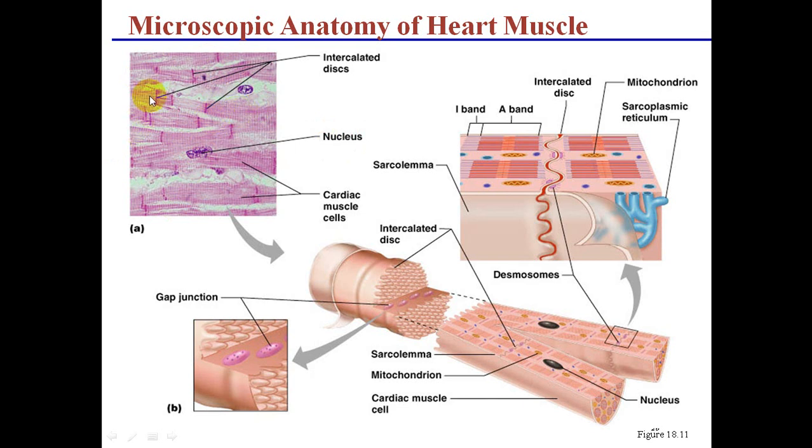So it is branched and connected. This is a cell with mitochondria, and there is the picture here: look, intercalated disc and sarcolemma outside. This is the sarcomere. What I mean by sarcomere is the contractile unit of the heart. We'll study it in more detail.